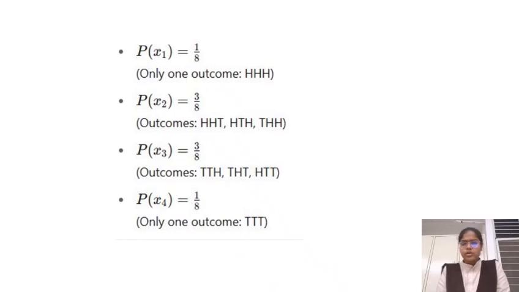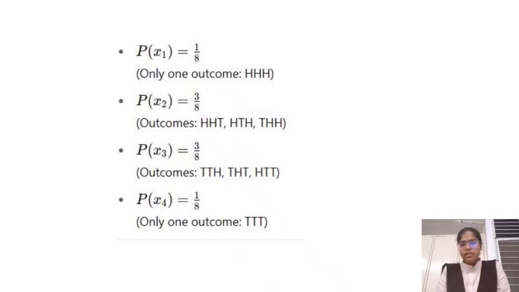Here P of x1 is 1 by 8. In this only one outcome, 3 heads, is possible. And next P of x2 equals 3 by 8. Outcomes are 2 heads and 1 tail. P of x3 is 3 by 8. The outcomes are 2 tails and 1 head. These can be written in 3 ways. And finally P of x4 is 1 by 8, only one outcome.